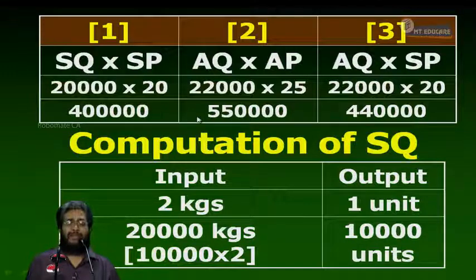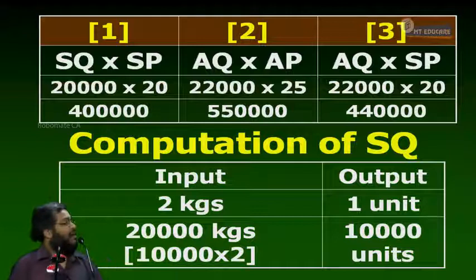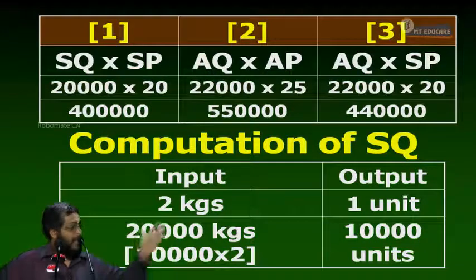4 lakhs minus 5 lakh 50. What is the number, plus or minus? Minus, adverse. Plus means favorable. Minus 1 lakh 50,000 means 1 lakh 50,000 adverse. Is material cost variance 1 minus 2? Yes or no? Branch it into 2.